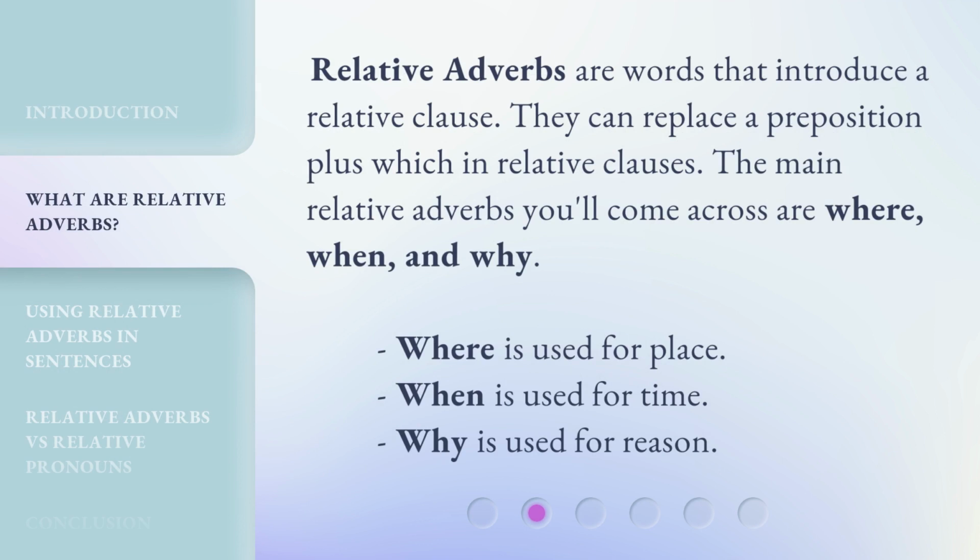Relative adverbs are words that introduce a relative clause. They can replace a preposition plus which in relative clauses. The main relative adverbs you'll come across are where, when, and why. Where is used for place. When is used for time. Why is used for reason.